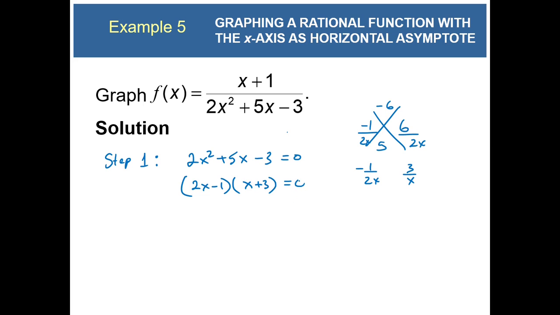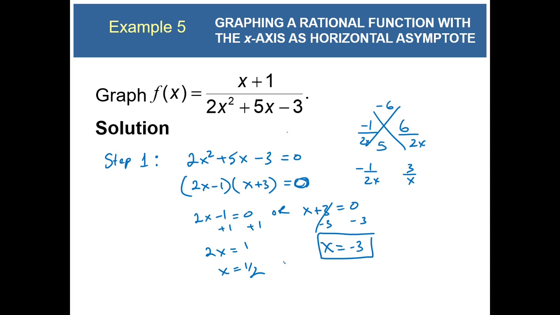and that's equal to 0. I can solve each one of these by setting them equal to 0, so 2x minus 1 equals 0, or x plus 3 equals 0. I can add the 1 to both sides, and we have 2x equals 1, or x equals 1/2, and here I can subtract 3 from both sides, and x equals negative 3. So we have two vertical asymptotes, one at x equals 1/2, and one at x equals negative 3. Two vertical asymptotes.